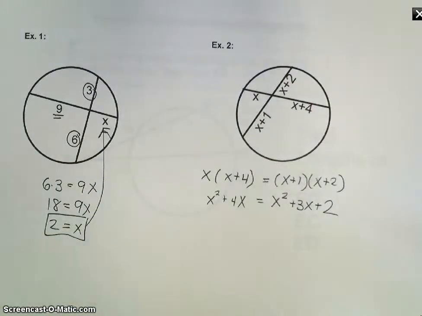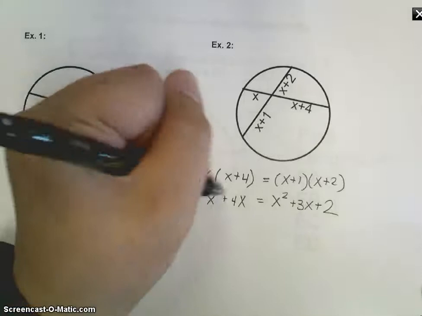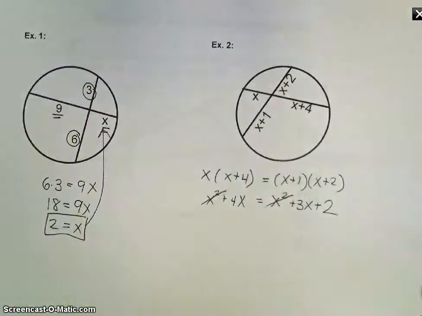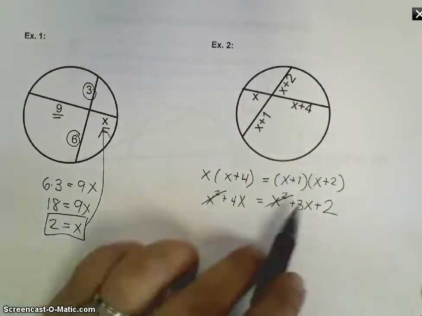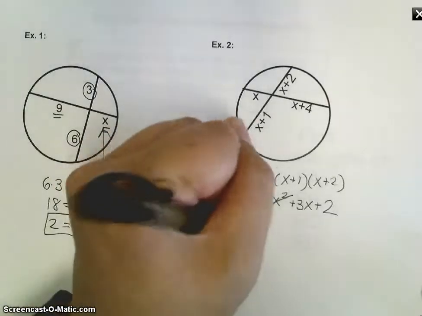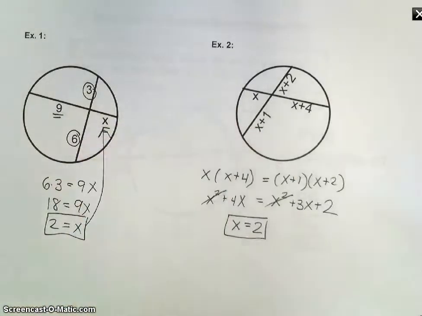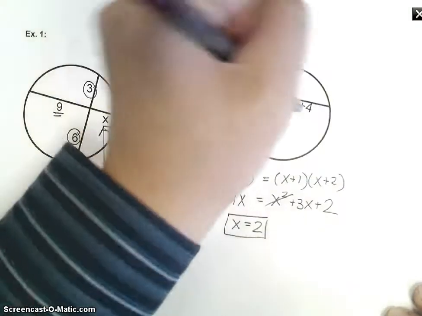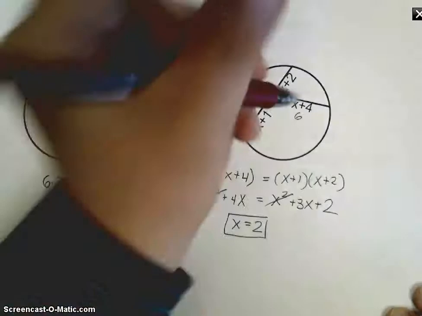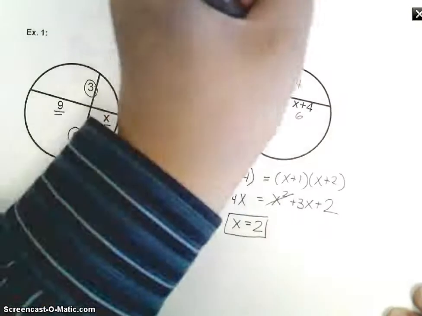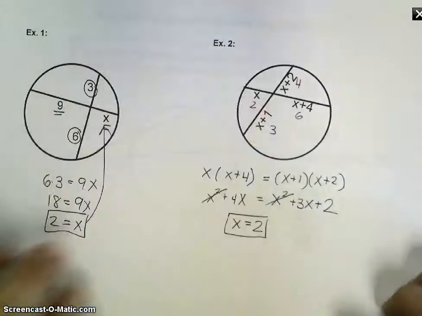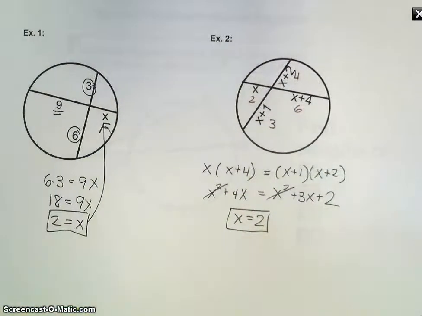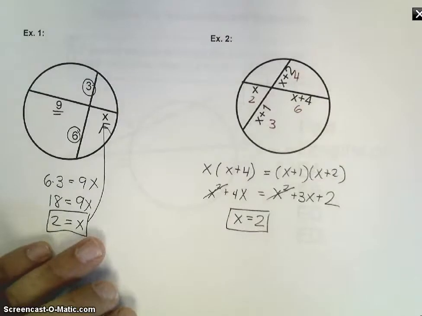Noticing here that the x squareds are on either side of the equation, they will cancel each other out. We can take a breath of fresh air there. No quadratics, no factoring here. Subtract the 3x from both sides, and we're going to get an x value of 2. And therefore, I'll know all my lengths here of my circle will be 2, 2 plus 4 is 6, 2 plus 1 is 3, 2 plus 2 is 4. 2 times 6 is 12, 3 times 4 is 12. That would be a checkmate, and we're good to go.